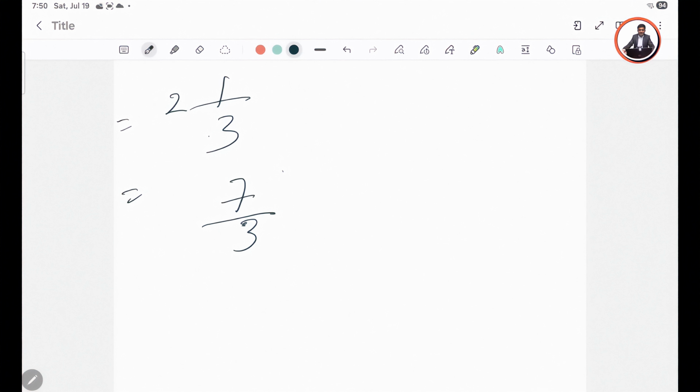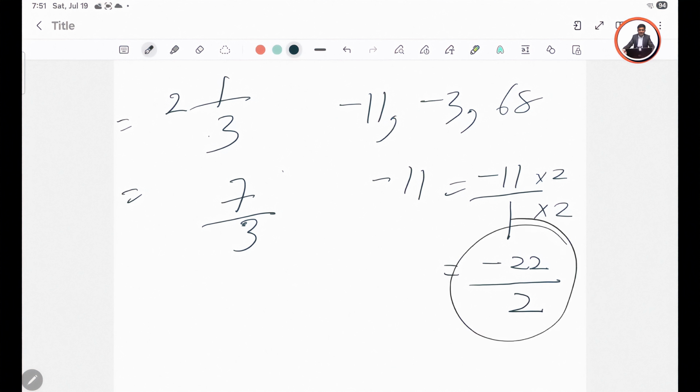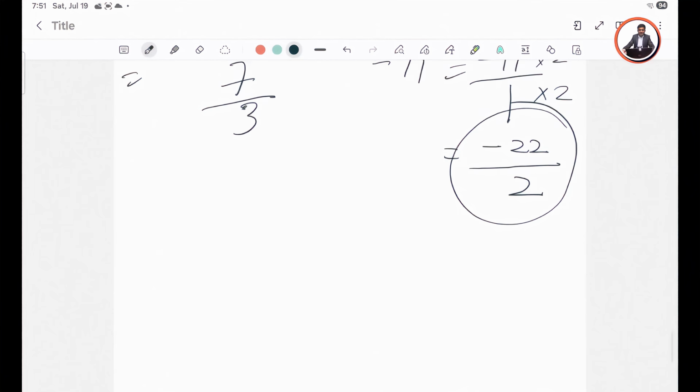And also all integers, such as negative 11, negative 3, and then 68, any integers, because these integers we can write down. Negative 11 we can write as negative 11 over 1, or we can multiply both numerator and denominator by 2, and write negative 22 over 2. So all are rational numbers. All integers are rational numbers. And also all terminating and repeating decimals, both positive and negative, are rational numbers.